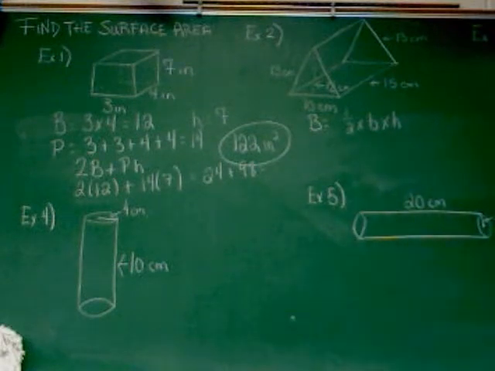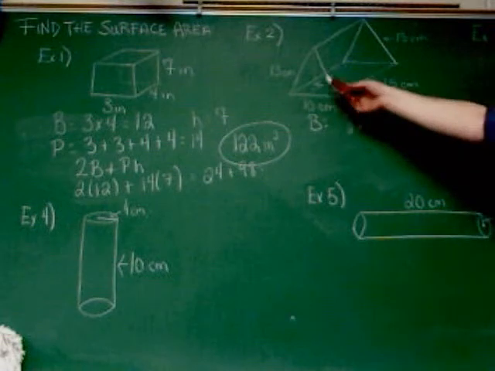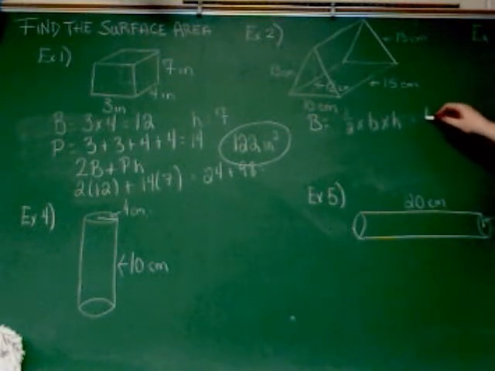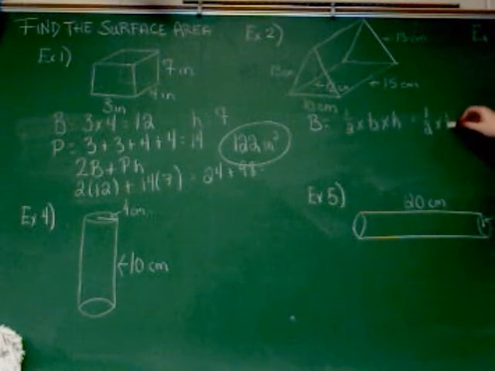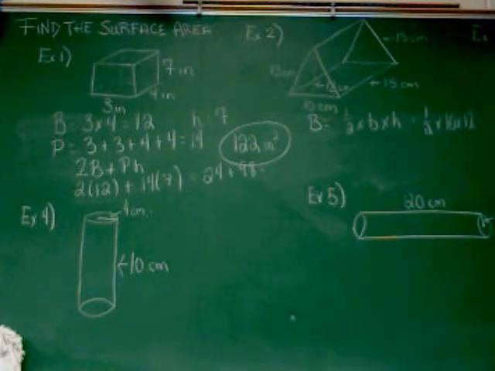If we're looking for the height of the triangle, that's this here. As you can see in the illustration, that's 12. So this is 1/2 times 10 times 12, or 5 times 12. 5 times 12 is going to give me 60.